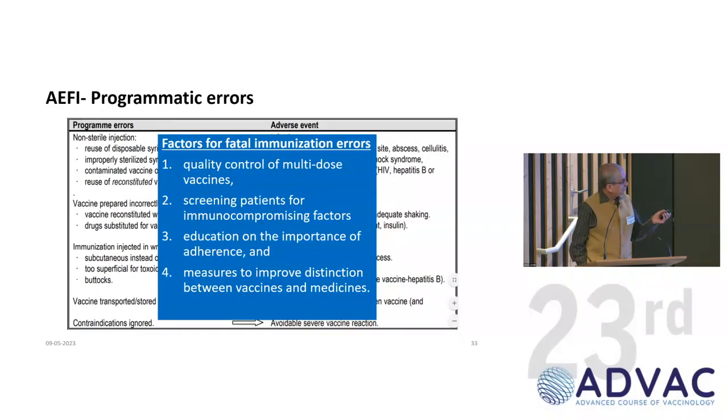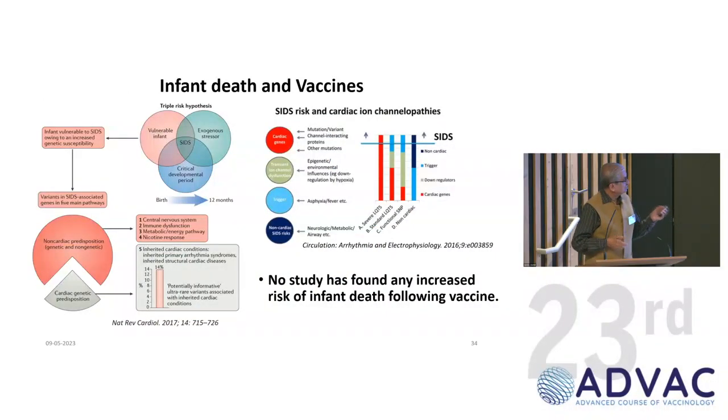The important point is that factors for fatal immunization events occur when we don't take care of these four factors. We use multi-dose vials, particularly in low and middle income countries, and errors can occur in terms of diluents, screening patients for immunocompromised state, and distinction between vaccines and medicines. Many times it has happened for measles that a muscle relaxant was used as a diluent and the individuals died. So this has to be taken care of.